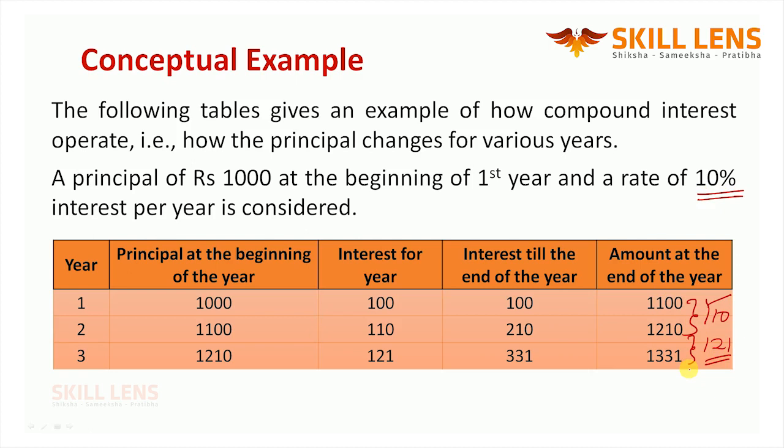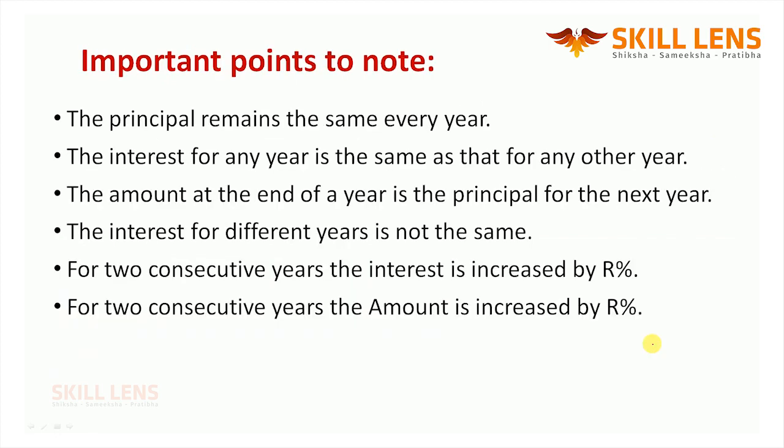For 2 consecutive years, amount will increase by R%. If it is 10%, here value is increased by 10%. If it is R%, the value will increase by R%. So for 2 consecutive years, your amount will increase by R%. So these are the observations you should know.